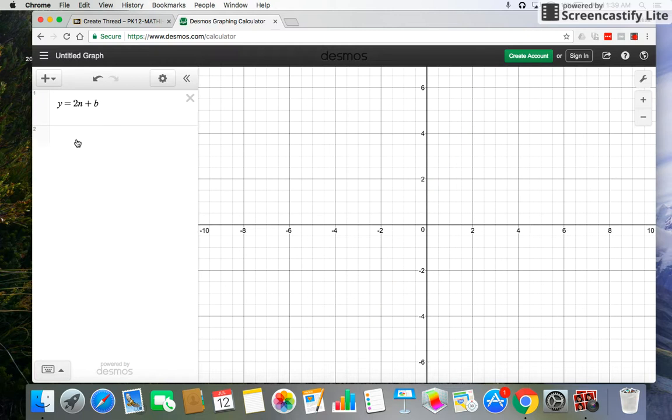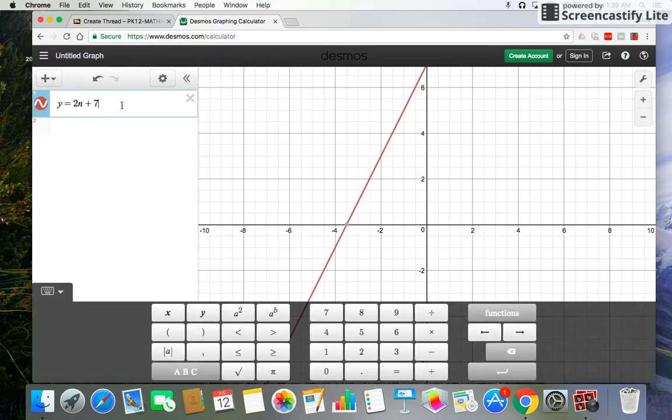Oh, sorry, I think I did that too quickly. So it says add slider, and I'm going to choose to add slider B because B is what I want to change. So right now B is 1, and as I change it, that's what happens to the line. I think that's pretty cool, and I would have students make some observations about that. And I say, okay, so let's say B is 7.